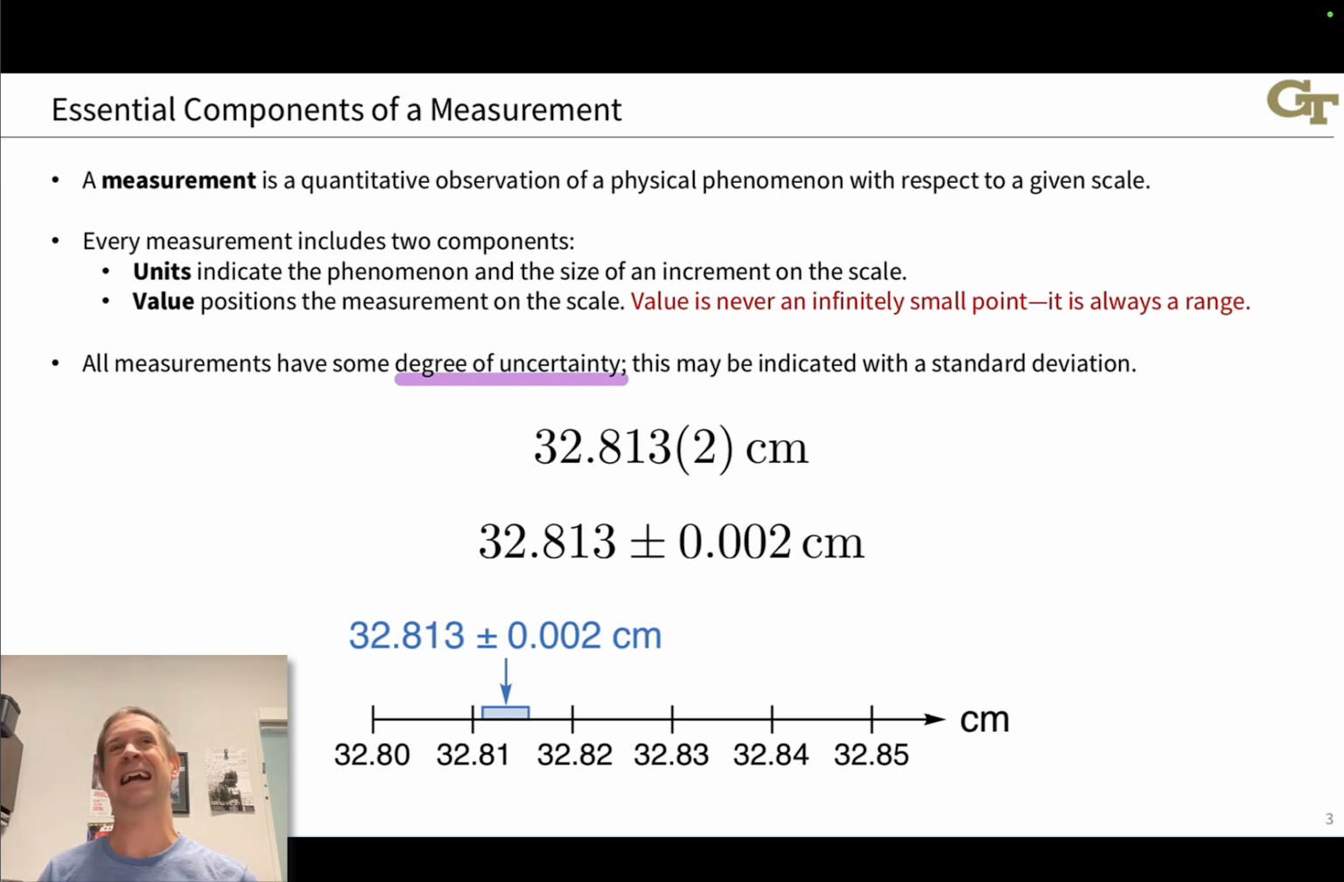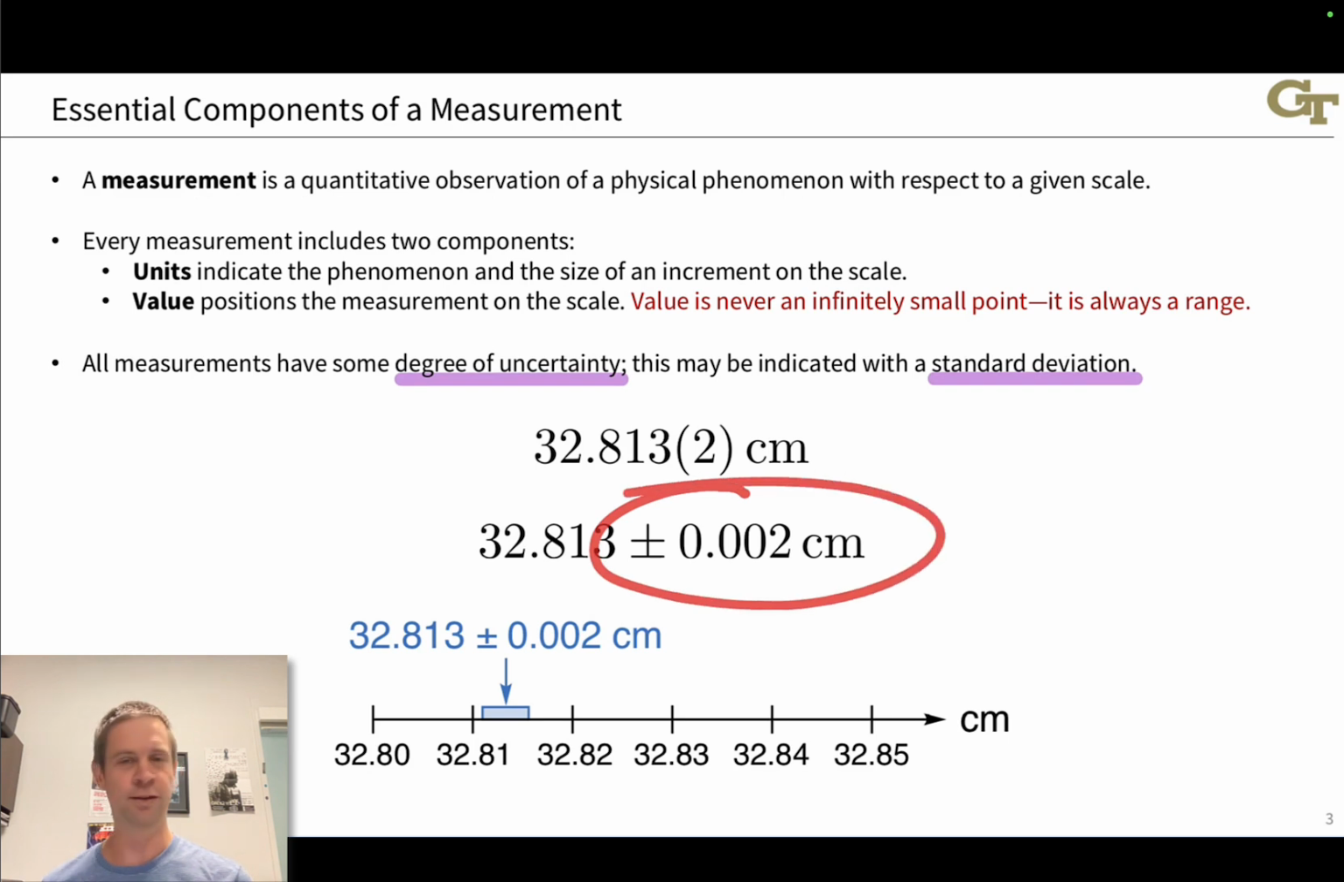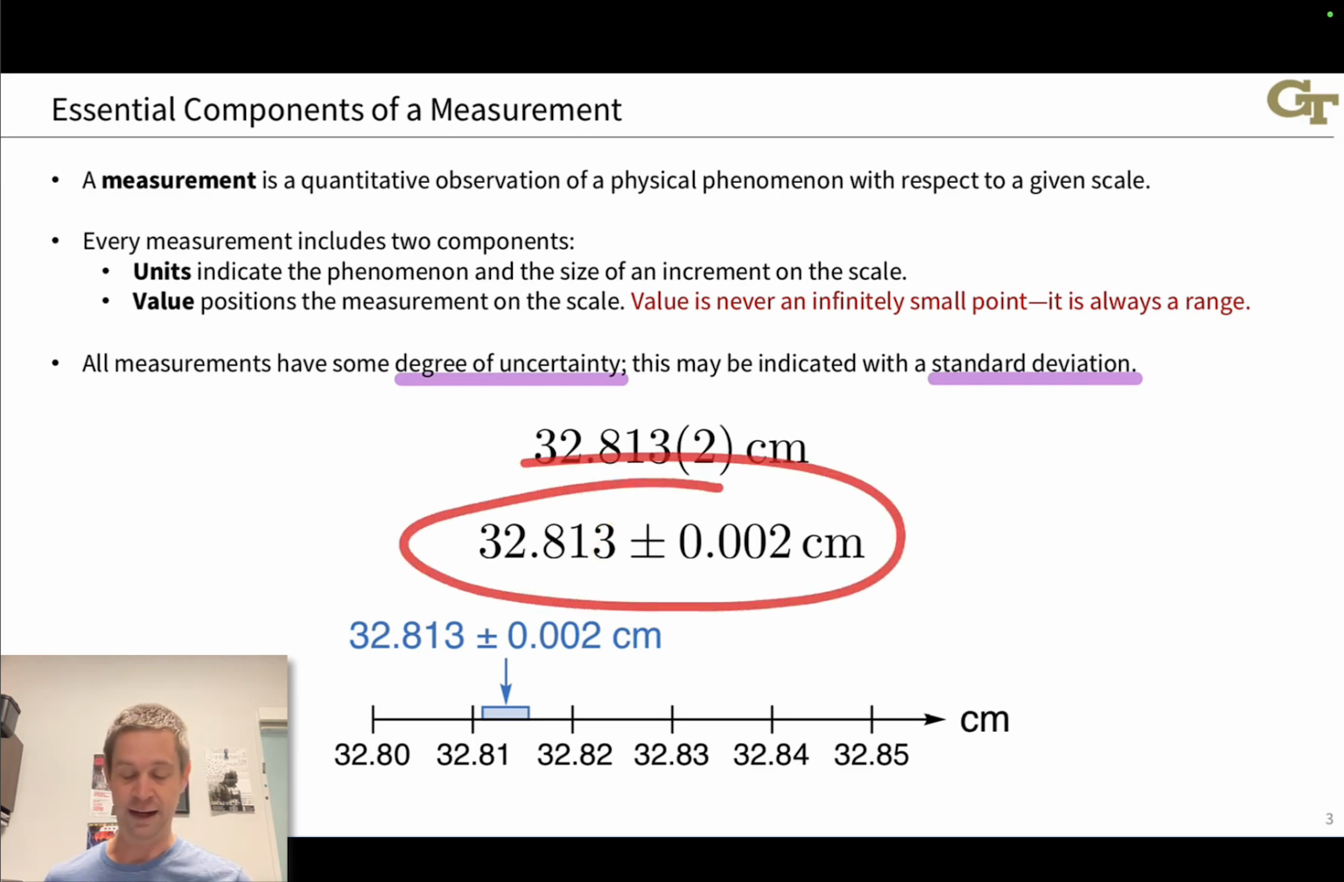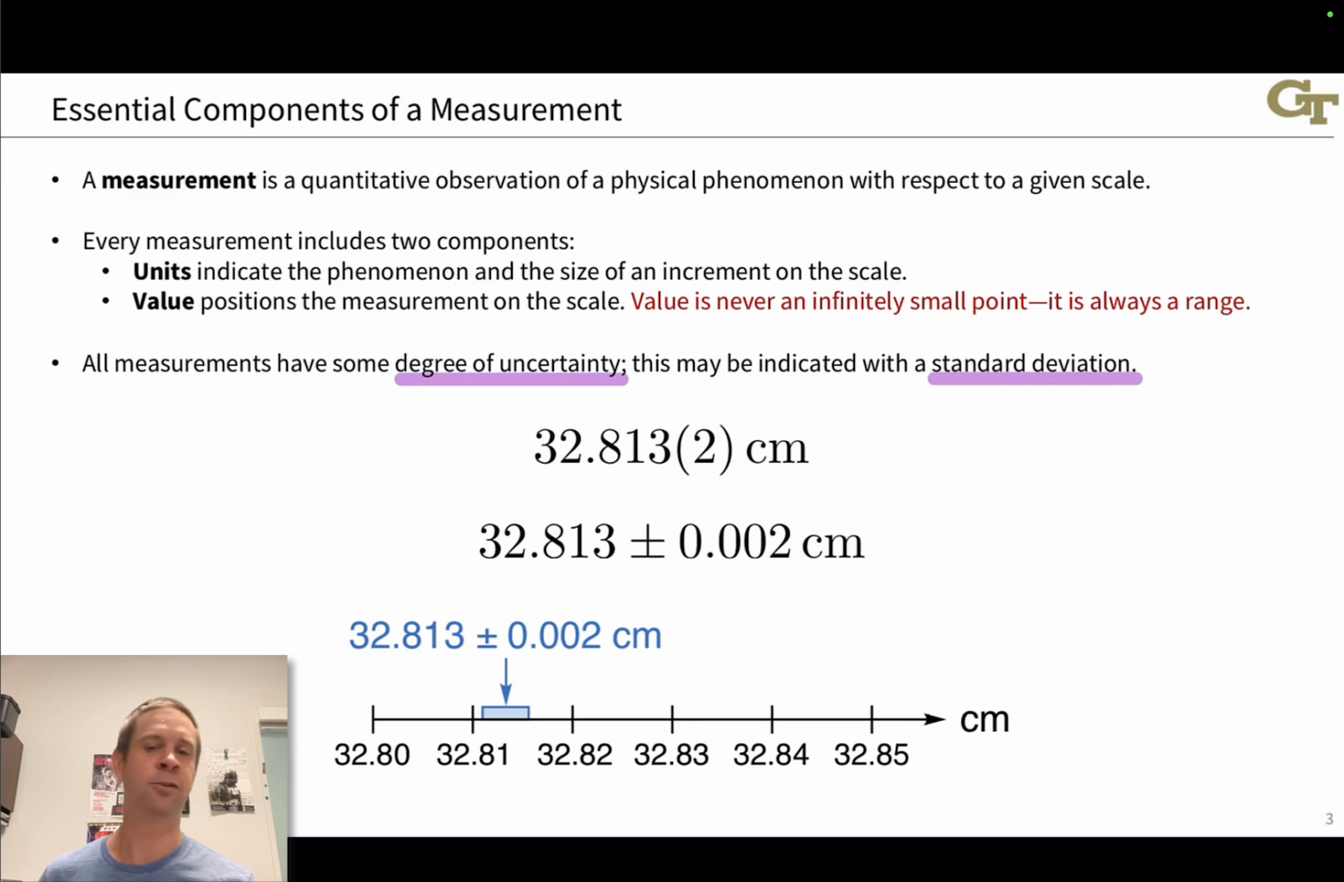And to get a sense of the extent of uncertainty, we'll sometimes use a standard deviation together with the measurement. You'll see this either in one of the two formats that you see here. For example, we might have a distance or length measurement that is 32.813 centimeters. If the standard deviation of that measurement is 0.002 centimeters, we could write that as plus or minus 0.002. In essence, this is saying if we repeated this measurement many, many times, something like 70-ish% of our measurements would fall in the range of 32.815 and 32.811.